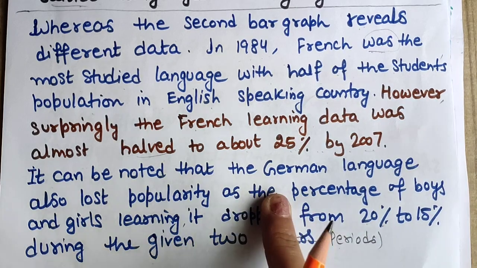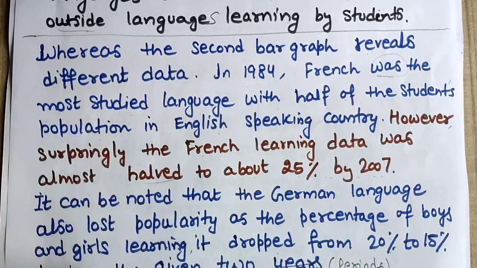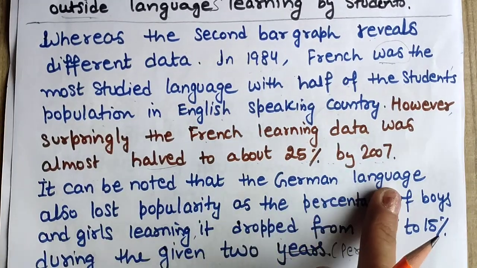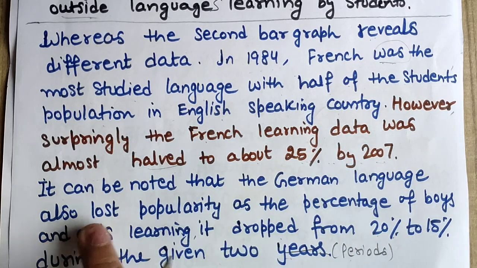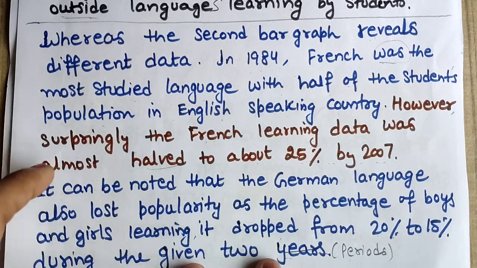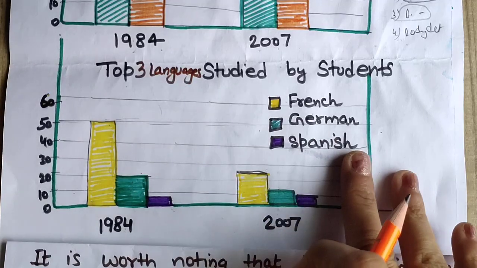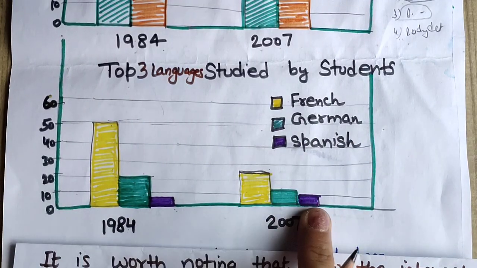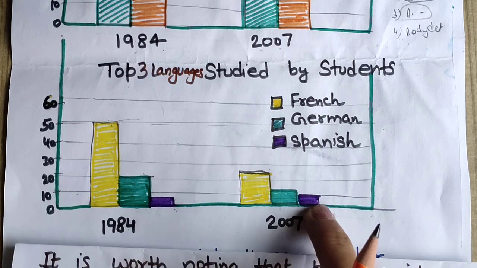So German, French, how I have written: it was the most studied, and the German language was ranked number 2. You can also use this language. Also lost popularity. So how I have used it, you can just copy it. You can just bring out your own language also. Now what about Spanish? Spanish gained popularity. It was less than 5% and now it is almost 10%.